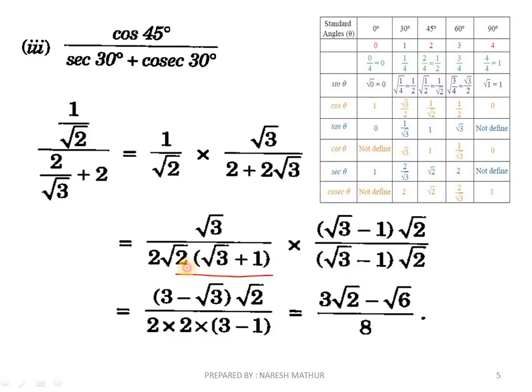So after solving it, root 2 into root 2 is 2, 2 2s are 4, and a plus b, a minus b, root 3 plus 1, root 3 minus 1, 3 minus 1, it will be 2, 4 2s are 8. And similarly here, 3 into root 2 is 3 root 2, and root 3 into root 2 will be root 6. So this will be your final answer. Always find the rationalized form of the fraction if you are getting any square root in the denominator.